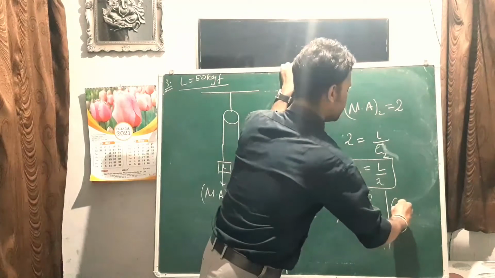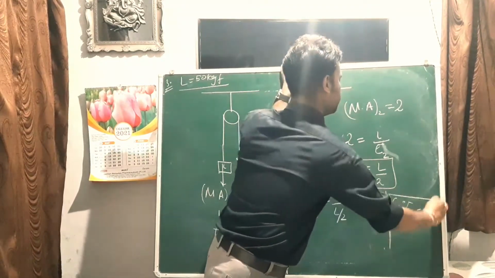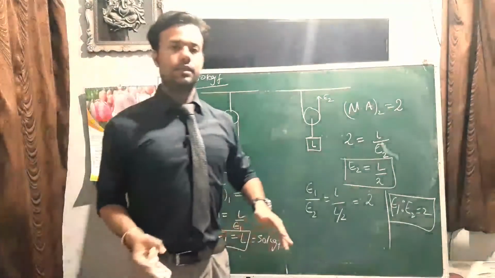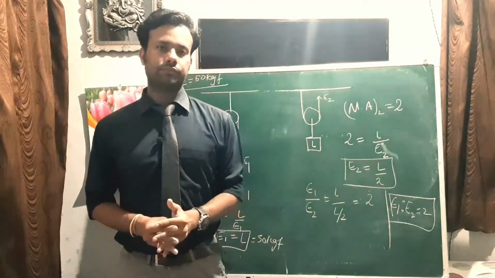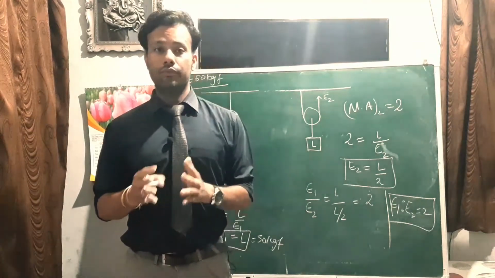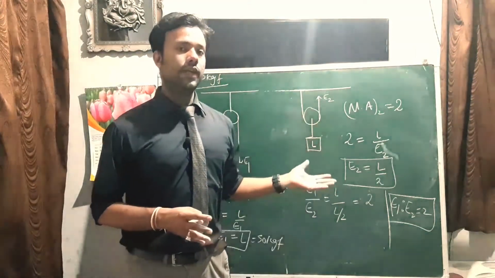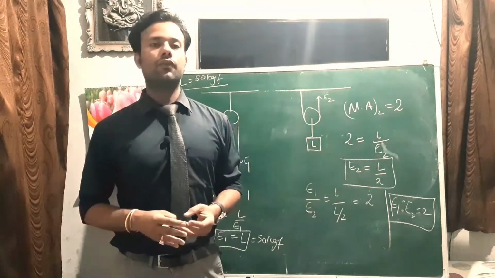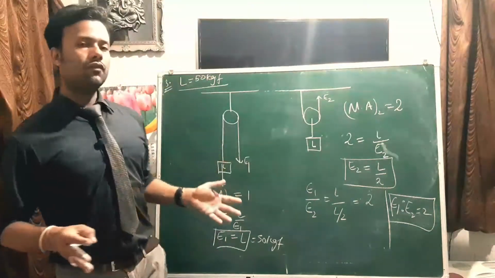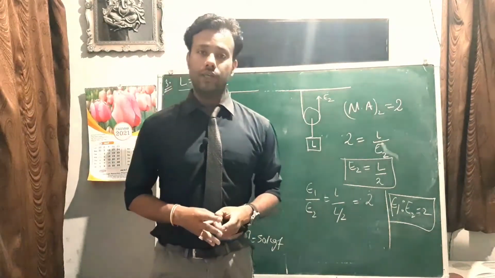Or simply E1 is to E2 equals 2. So that means we have to apply twice the effort in the case of the single fixed pulley as compared to the single movable pulley. That means we can lift this load of 50 kgf by just applying an effort of 25 kgf. So basically effort is half. But in the fixed pulley case, we have to apply the same amount of effort, that is 50 kgf, to overcome the load of 50 kgf, right?